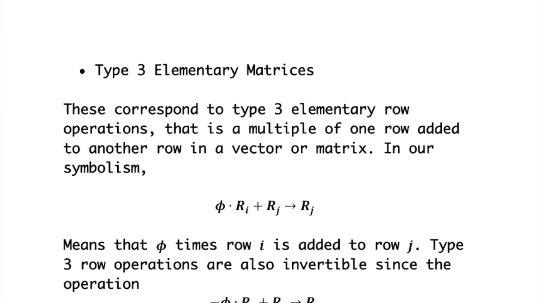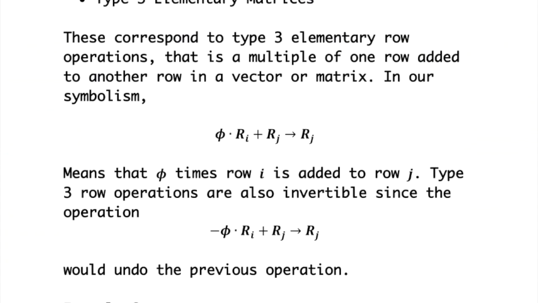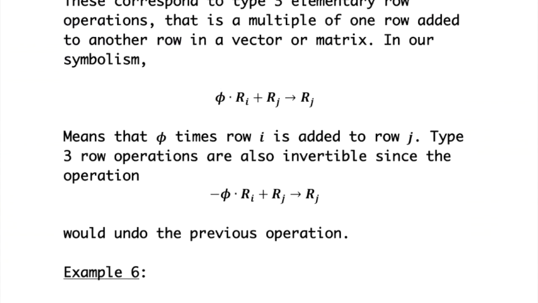Let's talk about type 3 elementary matrices. These correspond to what type of row operations? Where you're adding a multiple of one row to another row. And there I've got our symbolism there. In particular this means phi times row i added to row j replaces row j. Type 3 row operations are also invertible, since this operation, minus phi times row i added to row j replacing row j, will precisely cancel this operation above and vice versa.